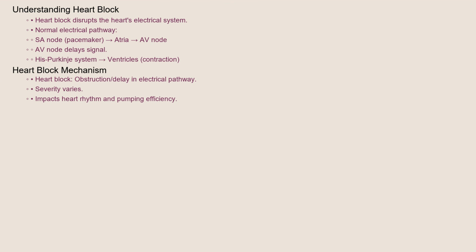To understand heart block, we need to appreciate the heart's electrical system. Normally, electrical impulses originate in the sinoatrial, or SA, node, the heart's natural pacemaker, and travel through the atria to the atrioventricular, or AV, node. The AV node acts as a gatekeeper, briefly delaying the signal before sending it down the His-Purkinje system to the ventricles, causing them to contract. Heart block occurs when there's an obstruction or delay in this electrical pathway. This disruption can manifest in varying degrees of severity, impacting the rhythm and efficiency of the heart's pumping action.